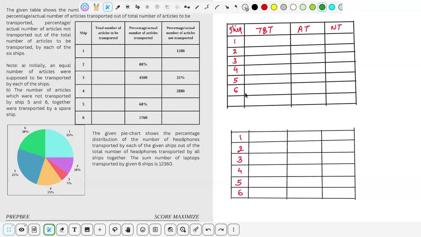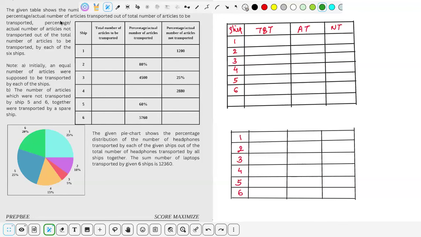Here I have created two tables. You can see ship, here is a ship, there is numbering 1 2 3 4 5 6. Here TBD means to be transported. Here actual transportation means if here is 100 transportation, we had to transport 100 and 80 got transported, so we can add here 80. This is not transported, that's why NT. So actually we need three tables.